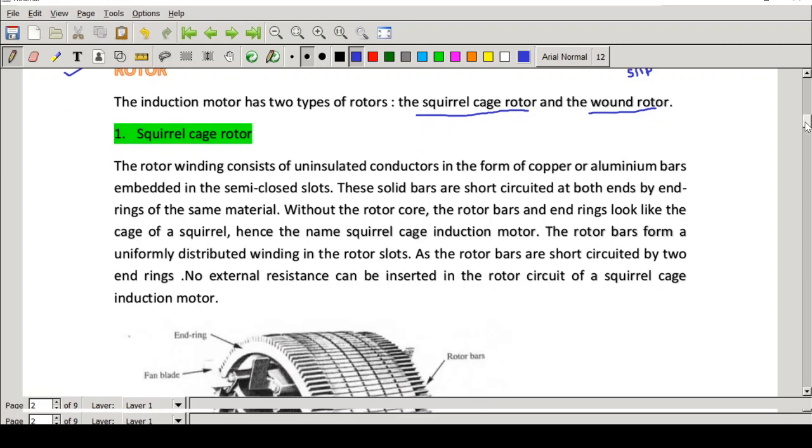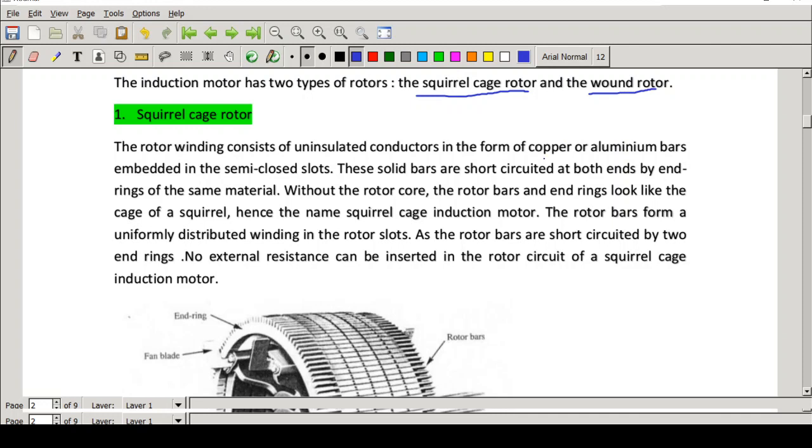In the case of squirrel cage, we can see that there are copper or aluminium bars. What is the purpose of using these copper or aluminium bars? For carrying the current. These bars are short circuited at both ends by end rings of the same material. That means there will not be any terminal coming out of the rotor circuit. It looks something like the cage of a squirrel. That is why you call it a squirrel cage induction motor.